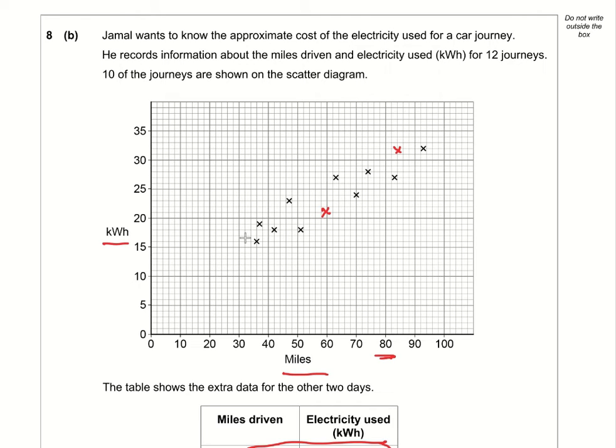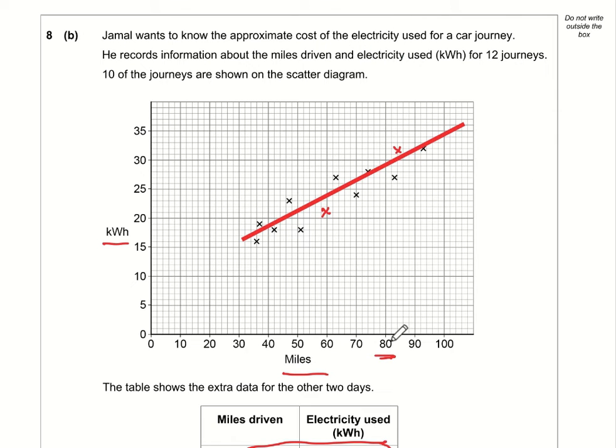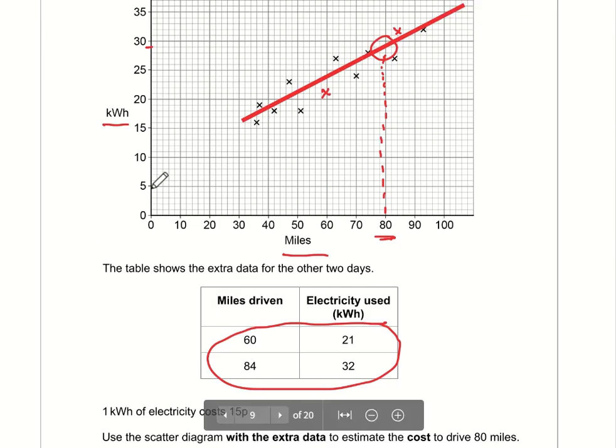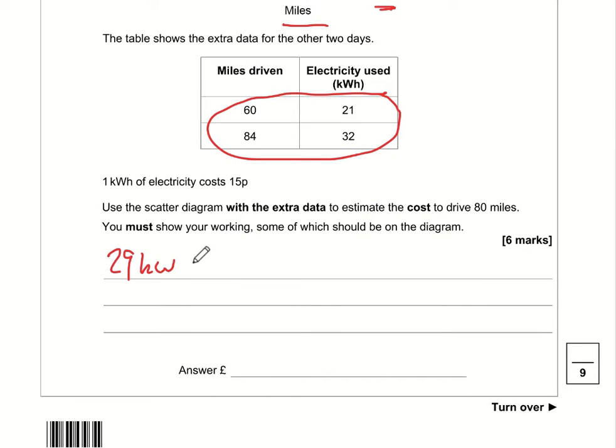So let's stick in a line. So this would be a terrible line of best fit. It's too steep. This one's not steep enough. So right through the middle, like something like that, that'll be fine. And what we're trying to do here is we are now looking for the kilowatt hours for 80. So here is 80 miles. We're going to go up until we hit the line, which to me looks like 1 below 30. So for me, that is 29 kilowatt hours.